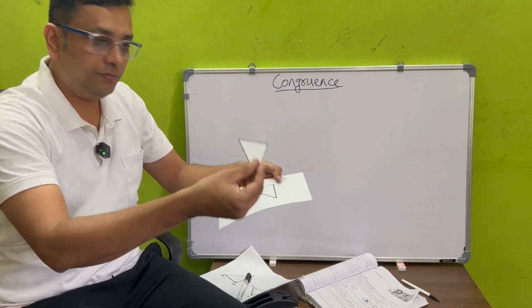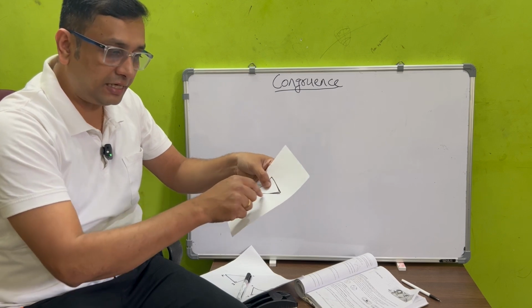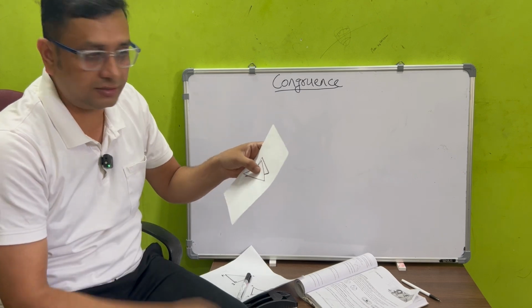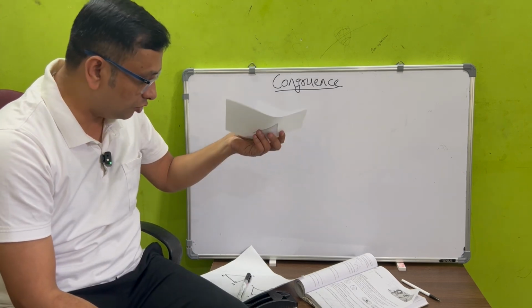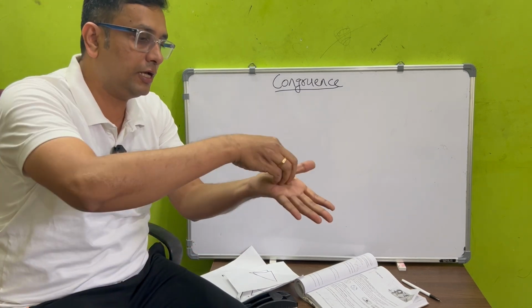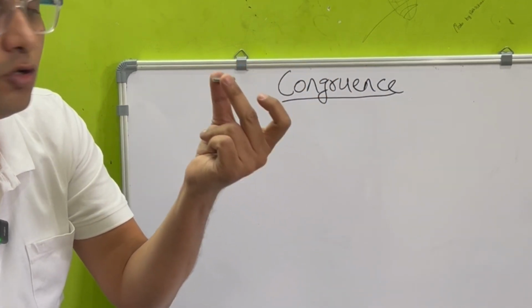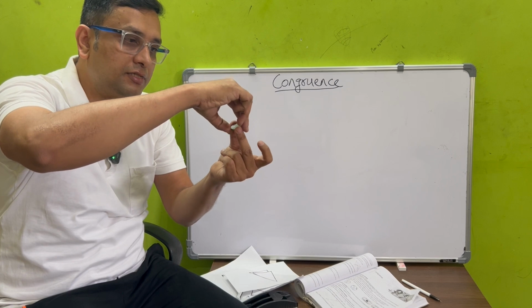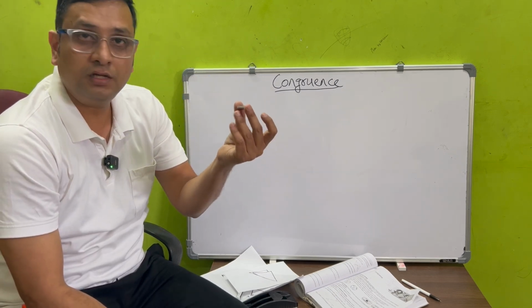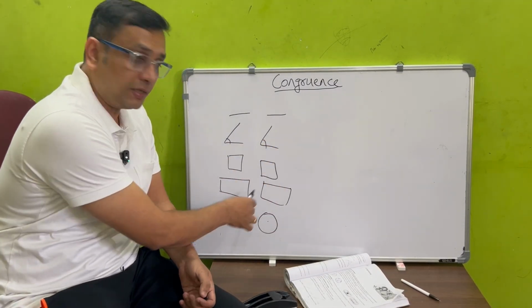If we keep some shapes over another shape and it exactly matches in size and shape, that is called congruent triangles. These both are congruent to each other. Not only this, for example, a 2 rupee coin: if we place one over the other exactly, we can say that both are congruent. This method of keeping one over the other is called superposition. If it doesn't match, then both of them are not congruent.